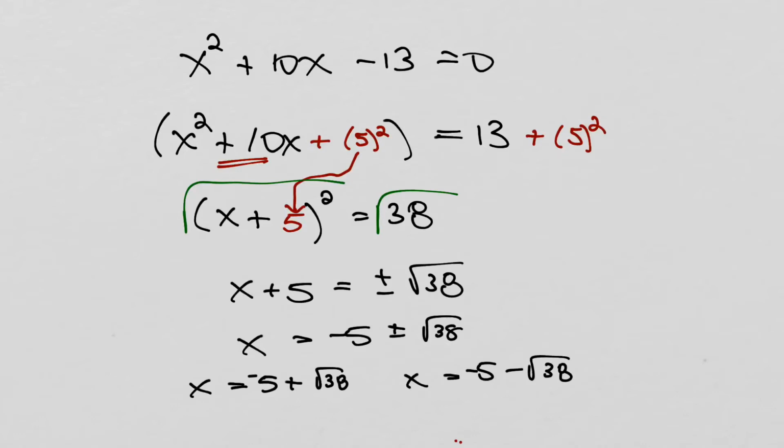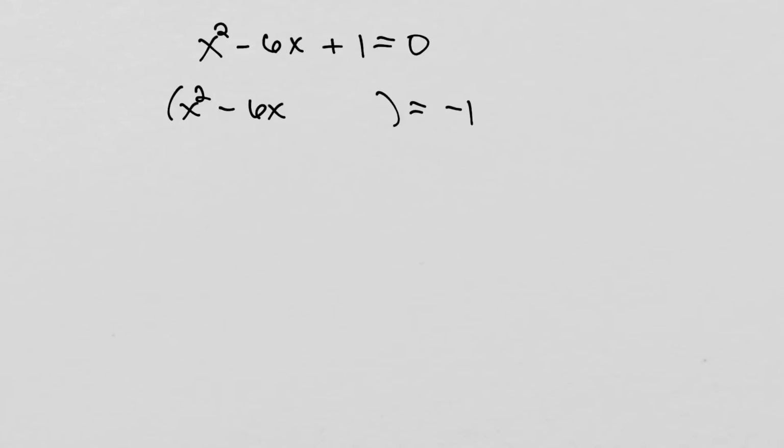All right, let's try a couple more. What about x squared minus 6x plus 1 equal to 0? Again, let's group the x's together. And let's take that 1 over to the other side. Right. Now let's think about what we need to add to this to start completing the square. Again, it is half of this number squared. Right? So what I'm going to add in here is half of that number, negative 3 squared.